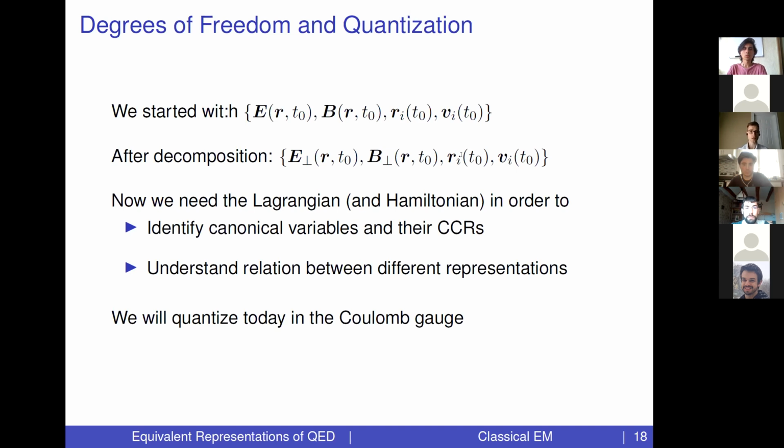Now, our next question is, how do we quantize this theory? What we want to get now is the Lagrangian and eventually the Hamiltonian after Legendre transformation. In that process we will also need to identify the canonical variables and their canonical commutation relations. This will also allow us to understand the relation between different representations that can be expressed in terms of changing the Lagrangian, but also more general transformations that do not correspond to changes in the Lagrangian. In particular, we again want to quantize in the Coulomb gauge, and for the reasons that I presented before, the Coulomb gauge is a very economical choice in doing so.